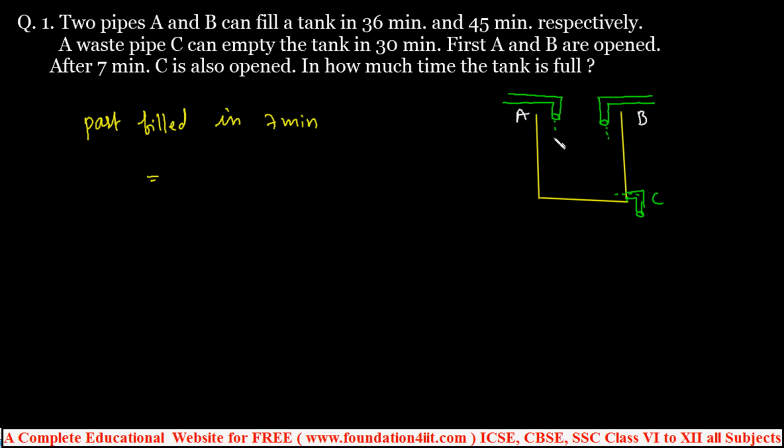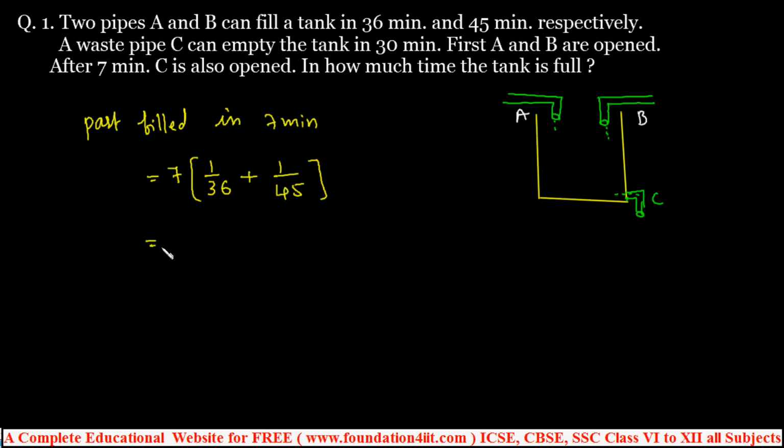In 1 minute, pipe A can fill in 36 minutes, so in 1 minute it can fill 1 by 36 part. B can fill in 45 minutes, so in 1 minute 1 by 45. So together in 1 minute, 1 by 36 plus 1 by 45. This is for 1 minute. So for how many minutes? Into 7. So 7 minutes. This is the part filled in 7 minutes.